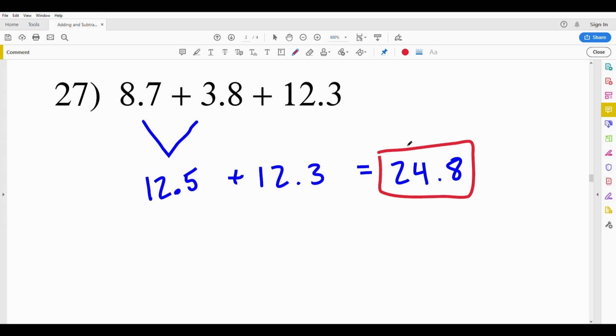And go ahead and try adding a different way, and you should get the same exact answer.